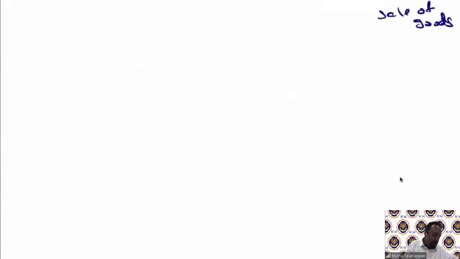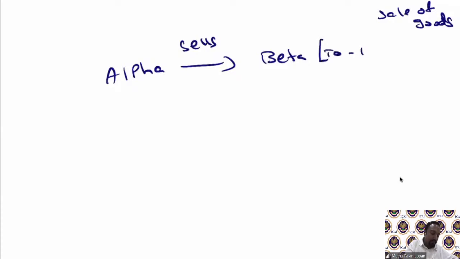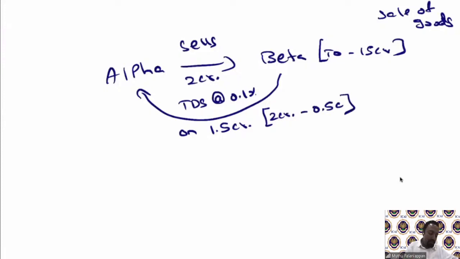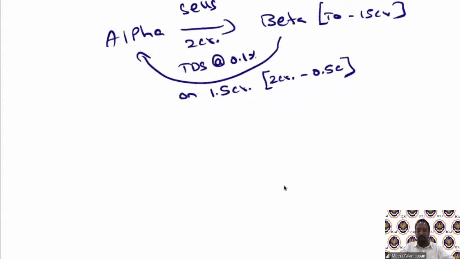So in my example, Alpha sells to Beta. Beta's turnover is 15 crores. How much is the selling? 2 crores in a year. So now Beta will deduct TDS at 0.1% on 1.5 crores, which is nothing but 2 crore minus 50 lakhs. So if you remove the 50 lakhs, it is 1.5 crore. TDS at 0.1% is deducted on 1.5 crores. So that is 194Q. The reverse is 206C(1H). We'll come to 206C(1H) a little later. So I'll move on to the next provisions.